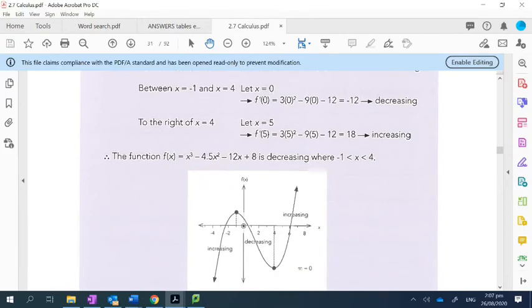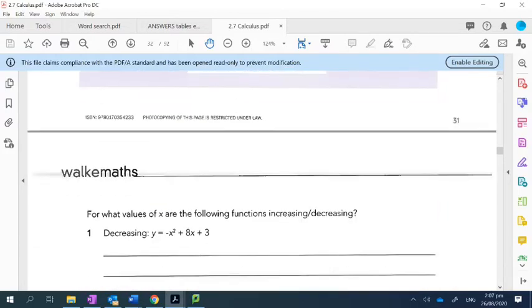So the function blank, blank, blank is decreasing where negative 1 is less than x and x is less than 4. So in other words, this question must have been asking where it's decreasing, and that's all we're interested in. So it's just x is between those two values. Right? And what are those two values? Those are the x values at the turning points. Right? So, very straightforward. So let's just look at an example.